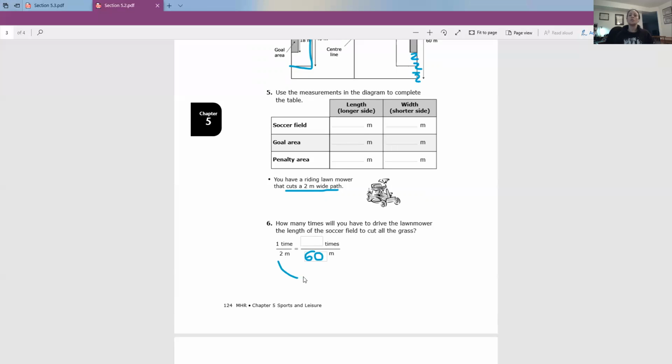Well, what do you do to get to 60 from the number 2? What do you have to multiply 2 by? Well, 2 times 30 gives us 60. So 1 times 30 should give us 30. That means you have to go back and forth 30 times to cut the grass of the soccer field, okay, if we're driving by length.